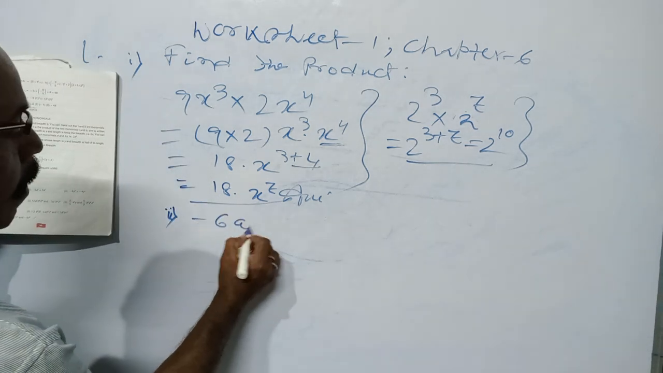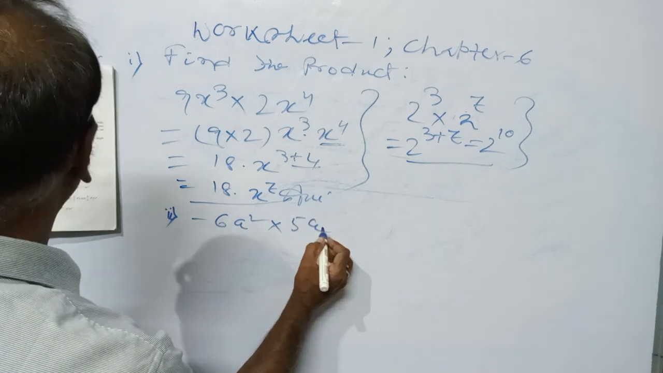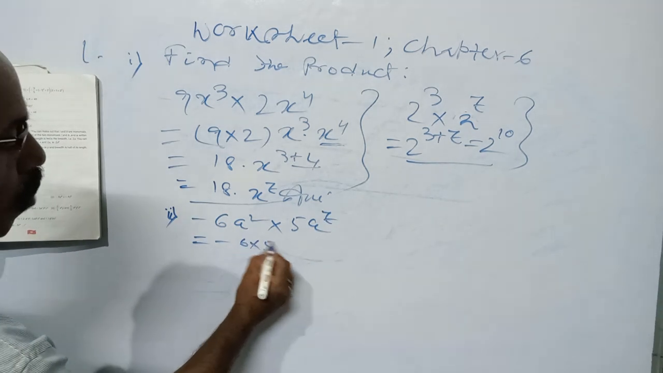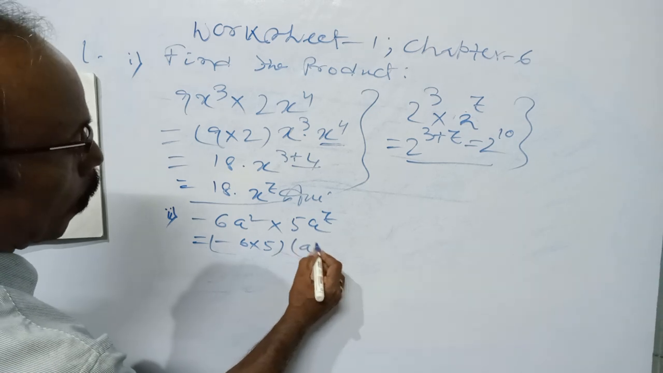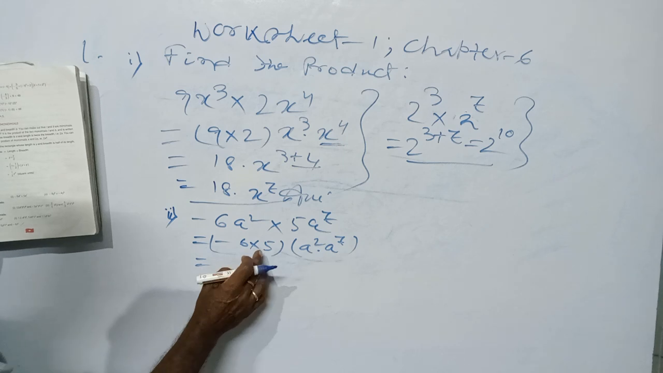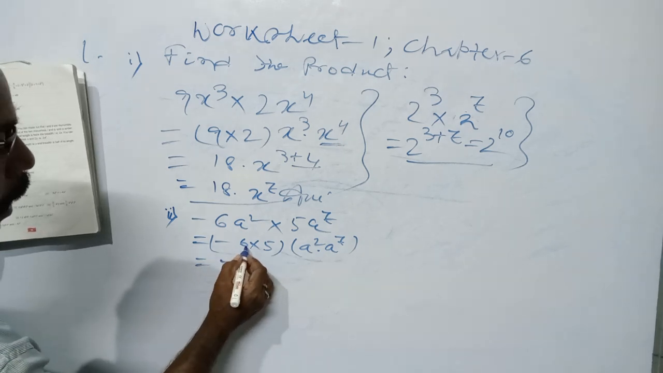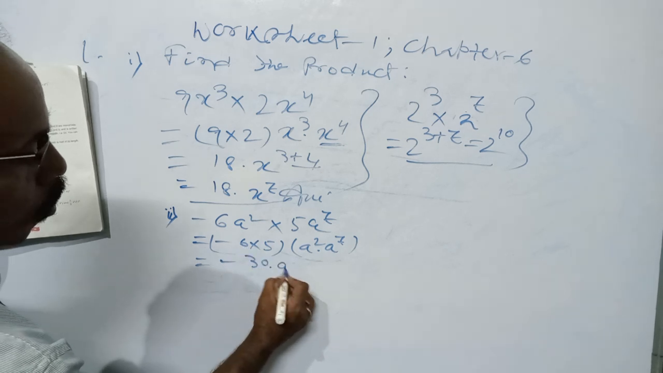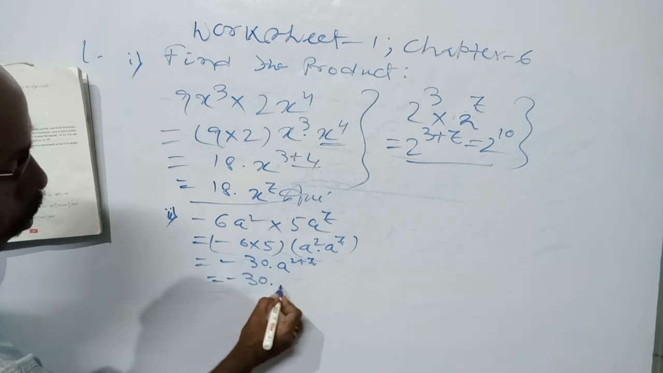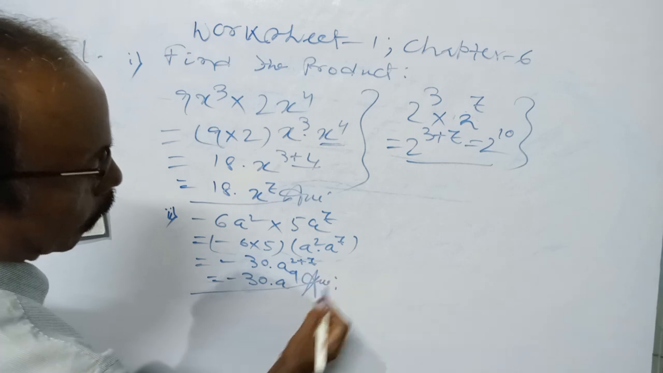Similarly, next, minus 6 into 5 a to the power 7. My dear student, minus 6 into 5 a to the power 2 into a to the power 7: plus into minus is equal to minus. 5 times 6 is 30, a to the power 2 plus 7. You see, minus 30 into a to the power 9. This will be the required answer.